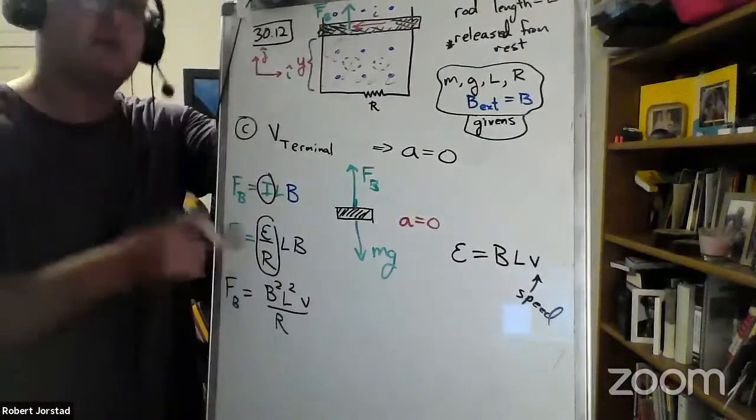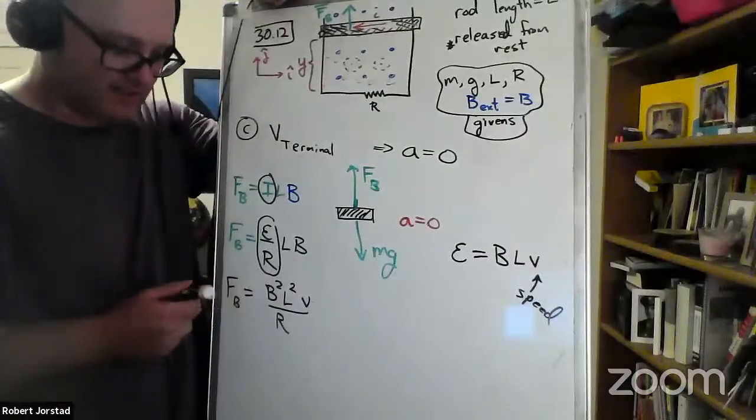You mind if I back you up just a little bit? Where did the E over R, where did you get that? Voltage over resistance. Oh, okay. Got it. Yes. So this R is the resistance. Okay. Next. Is that good?